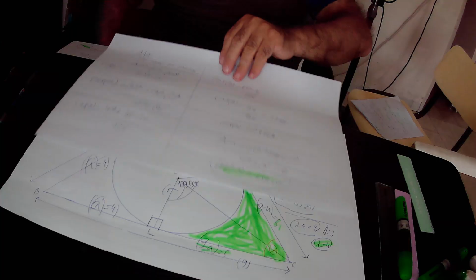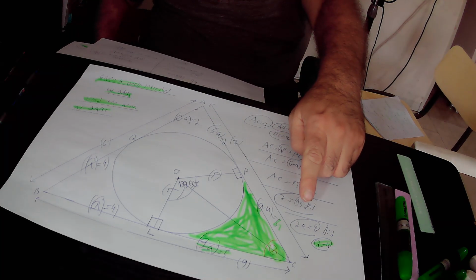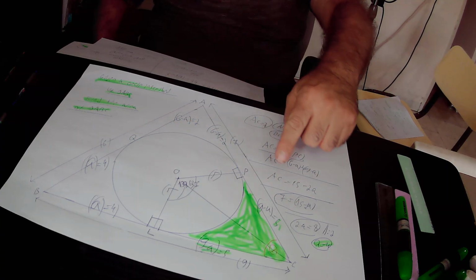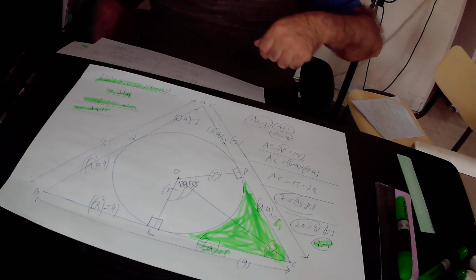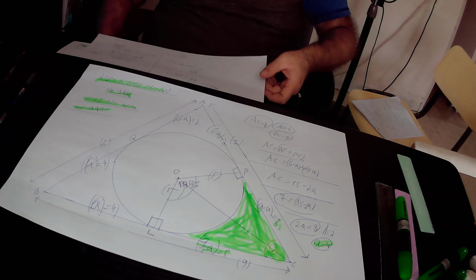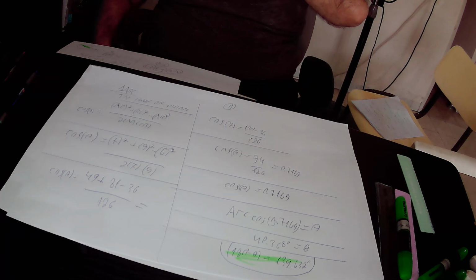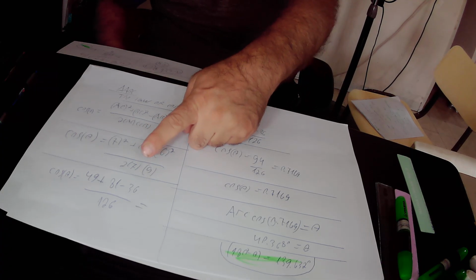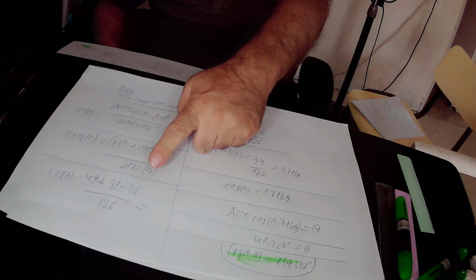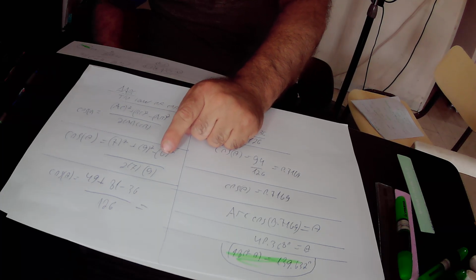Over 2 times AC times CB. AC is 7, CB is 9, so it is 2 times 7 times 9. So cosine theta equals 7 squared, which is 49, plus 9 squared, that is 81, minus 6 squared, that is 36, over 2 times 7 times 9. 7 times 9 is 63, and 63 times 2 is 126.